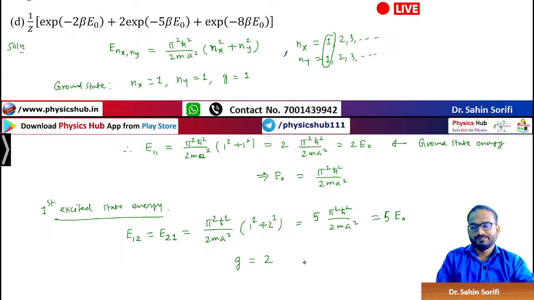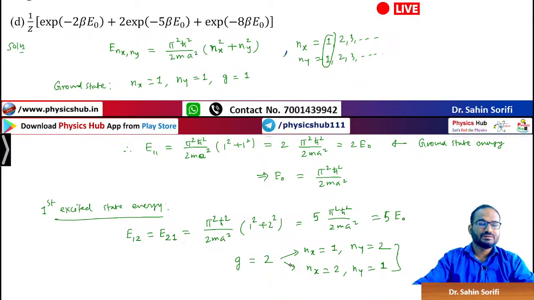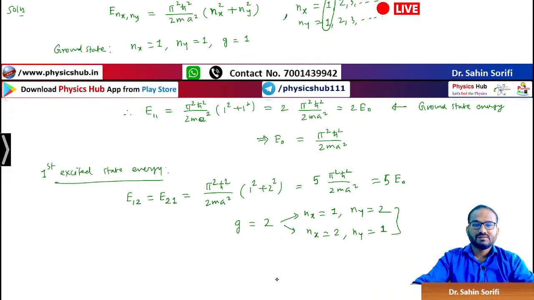It is 2, right? Because by choosing nx equals 1, ny equals 2, you are getting the same value of energy, and if you choose nx equals 2, ny equals 1, then also you are getting the same value of energy. So these possible combinations correspond to a single energy value. That is why g equals 2.